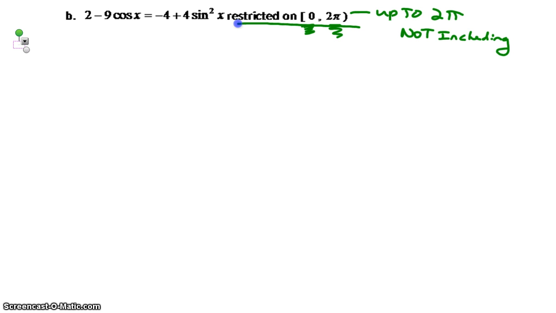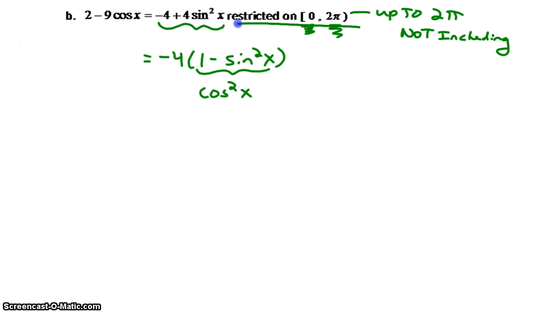If we take a look at this then, I am going to first look at factoring. So I'm going to look at this side, figuring that's what I want to attack. If I take out a negative 4, I am then left with 1 minus sine squared x, rather a negative sine squared x. And here's my identity, right there. I'll change that to cosine squared x with a multiplier of negative 4, and I will bring this to the other side.